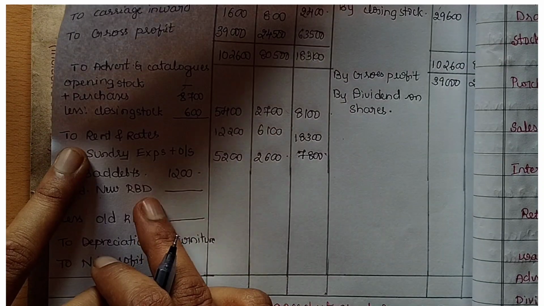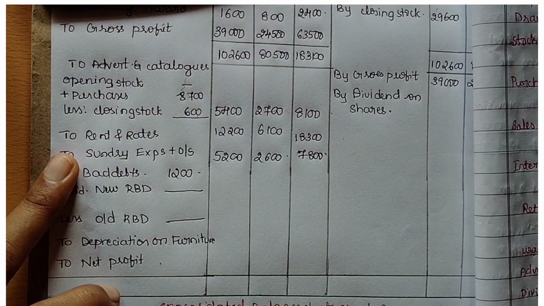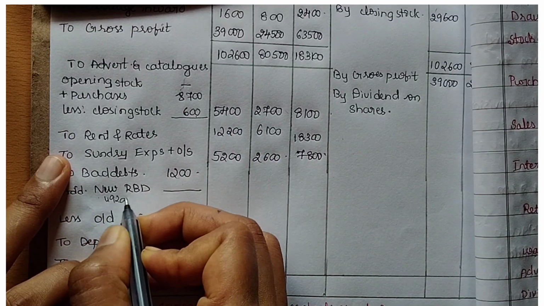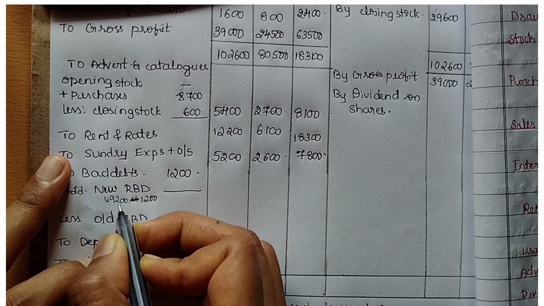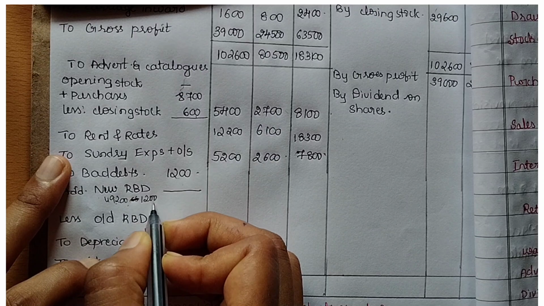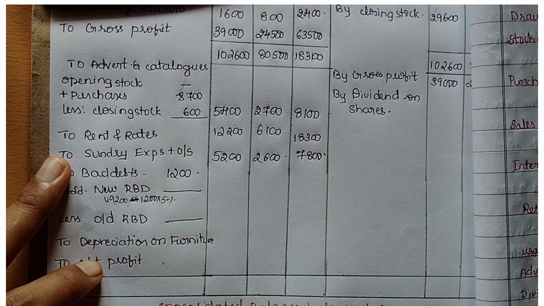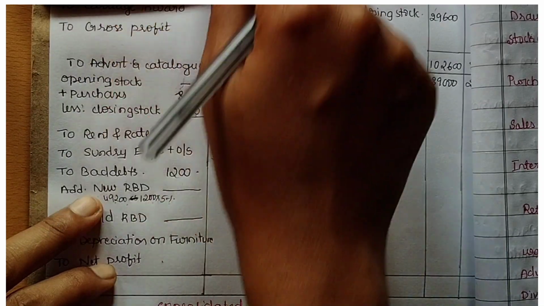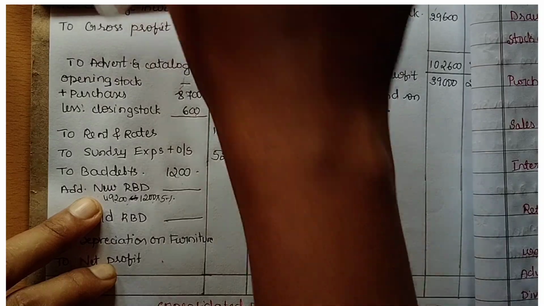What is the new RBD? They said 5%. So for debtors you have to do 5%. 49,200 minus 1,200 into 5%. This is the way of doing reserve for bad debts when you have the bad debts. Okay. So 49,200 is there, minus 1,200, you got 48,000 into 5% RBD.